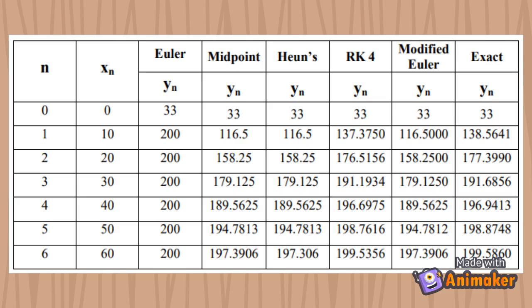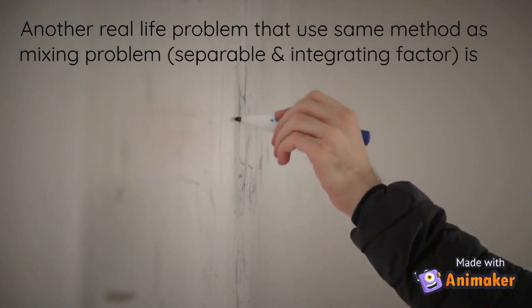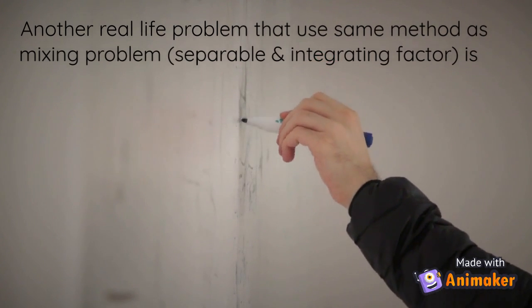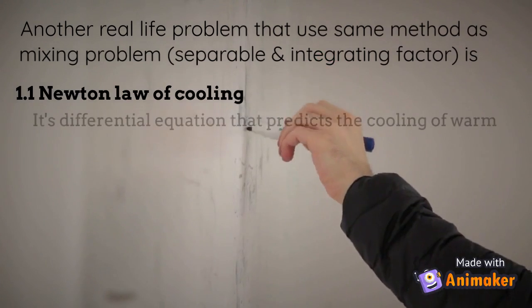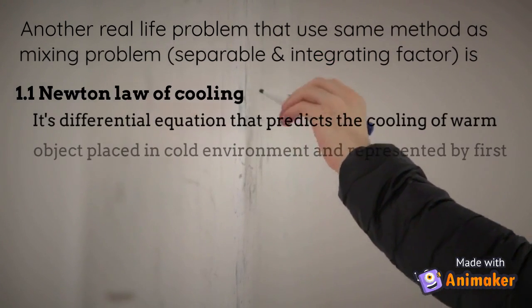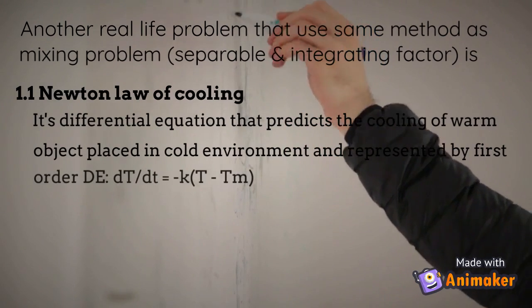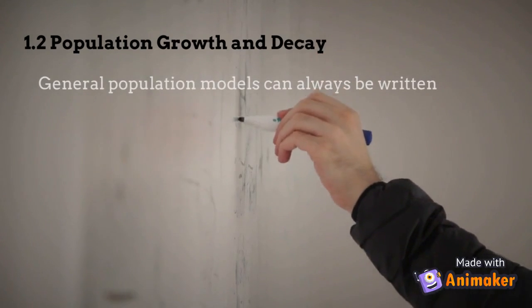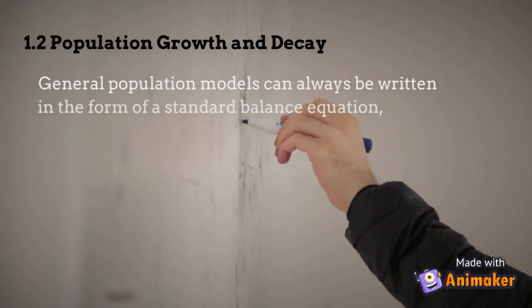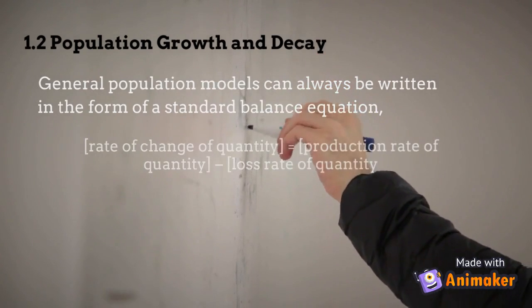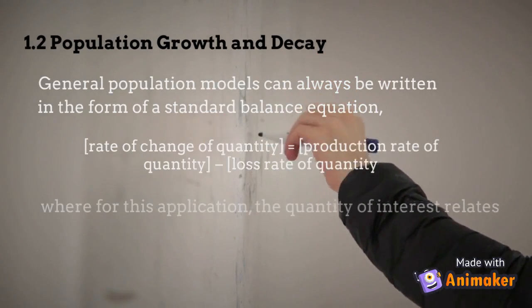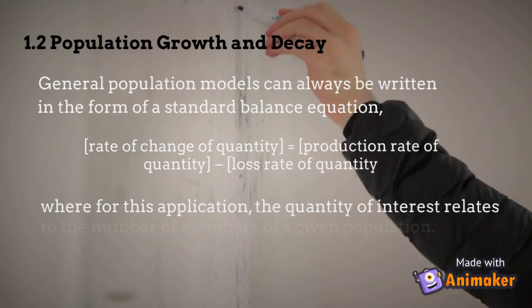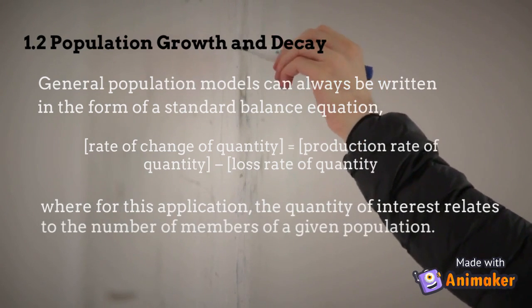Another real-life problem that uses the same method is Newton's law of cooling. It predicts the cooling of a warm object placed in a cold environment. General population models can always be written in this form, where for this application the quantity of interest relates to the number of given populations.